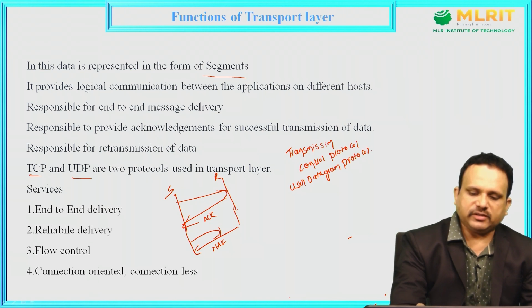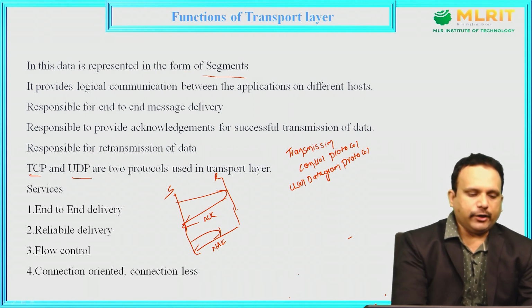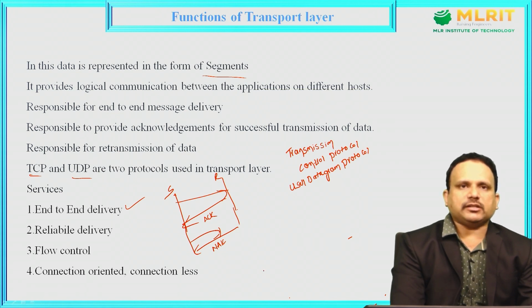So this is the best example for connectionless service. So what are the services? Apart from the functionalities, we have some services like end-to-end delivery, which we have already discussed, and reliable delivery. Reliability in the sense that whatever data we transmit from the sender to the receiver reaches the receiver without any modification and without any loss of the data.